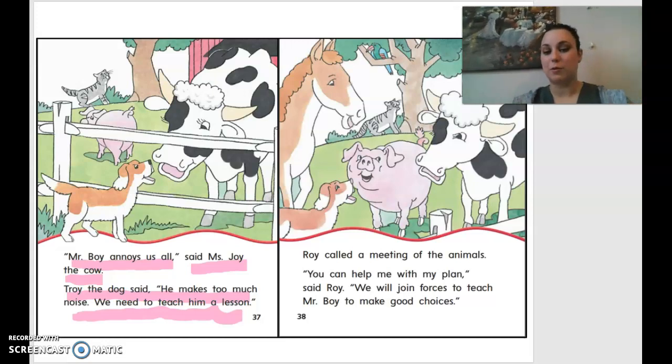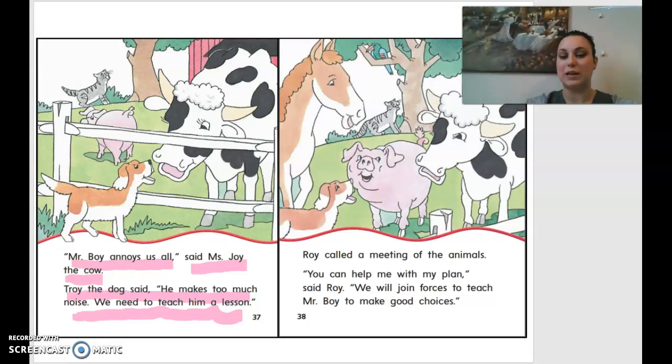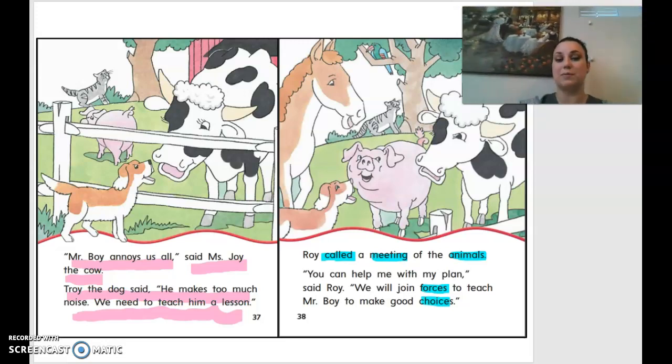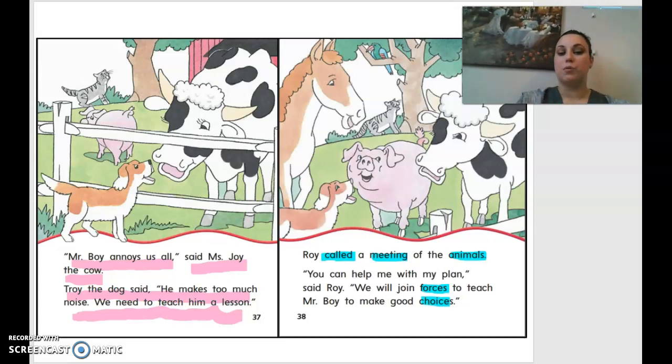On this next page, I'm going to find some words that are kind of tricky. This word right here is called. What's the word? This word right here is meeting. What's the word? This word right here is animals. What's the word? This word right here is forces. What's the word? And this word is choices. What's the word? You try to read this page by yourself. I'll give you just a second. Ready? Read. Roy.